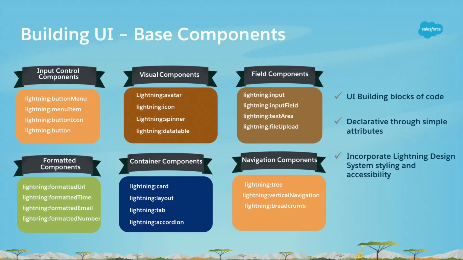Here are a few more base components you can see on my screen. We have some field components like input field, text area, and file upload. By making use of these base components, you reduce the amount of code you write, such as the markup and the CSS styling. This also incorporates the Lightning Design System into the lightning components, along with accessibility. So these are the main building blocks of the UI which you can make use of.